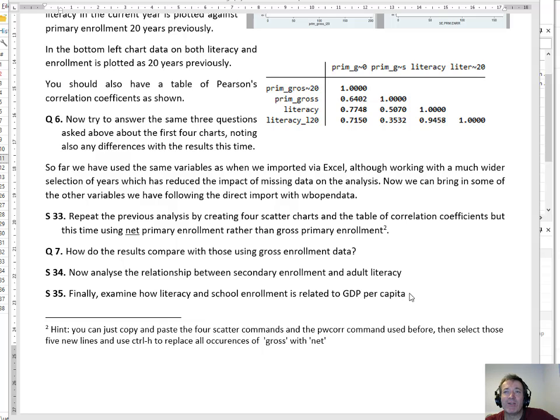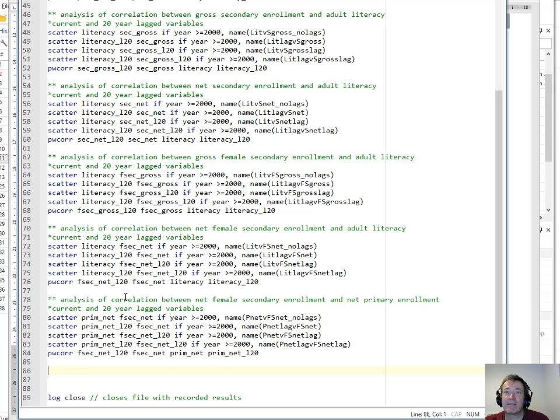I've put some commands in the do file that will help you look at the direct connection between literacy, GDP per capita, and the three different measures we have of school enrolment, or rather just the net measures: primary net, secondary net and female secondary net. The first thing I'll do is the literacy connection to GDP per capita. If you haven't done it, please have a go, see if you can put the commands in. Pause the video, but meanwhile I'll put them in.